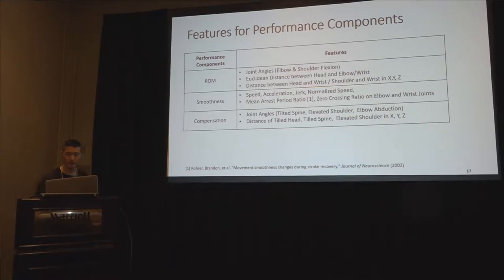And given these features, we also have three performance components. We extracted a number of features for each of them. The range of motion is composed of joint angle and distance measurements, and smoothness is mainly composed of the speed-related ones on the elbow and wrist joints. And compensation is also composed of joint angle and distance to represent the occurrence of compensatory motions.